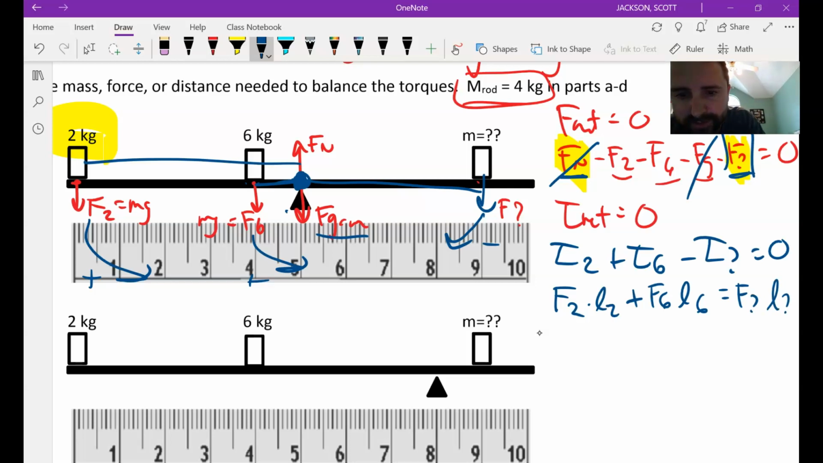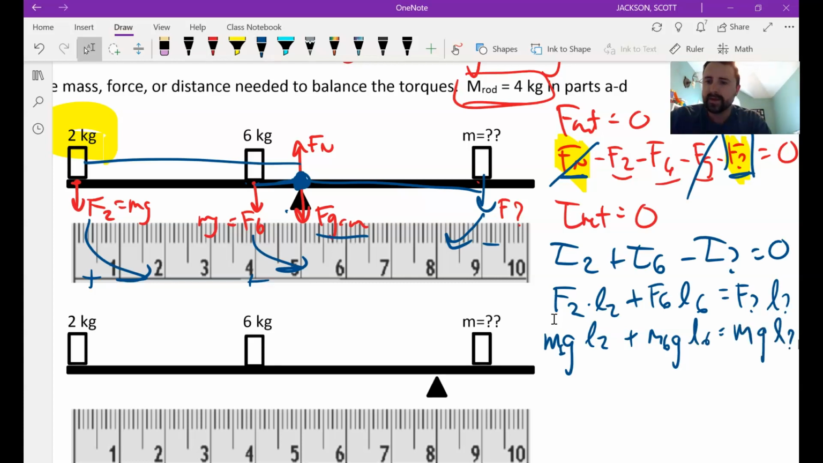The force of 2, we said, is mg times its lever arm, plus force of 6. The force of 6 is m6 times g times its lever arm, and equals the last one. Well, that force is going to be mg times its lever arm. This is cool. If you keep equations before numbers, you'll notice stuff will start to cancel out. There's a g in every single term, so it will cancel.